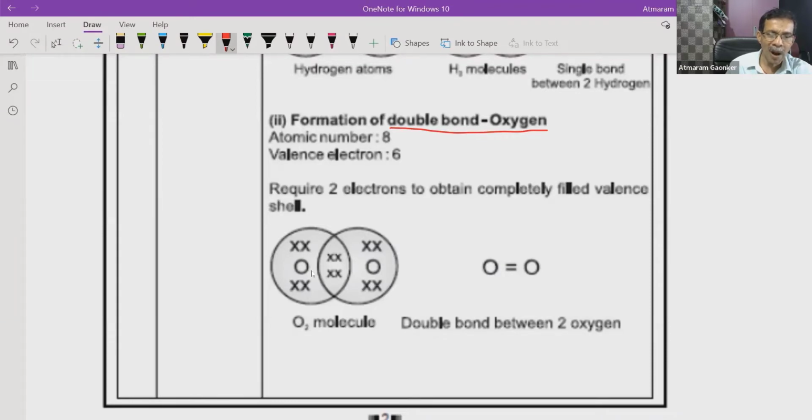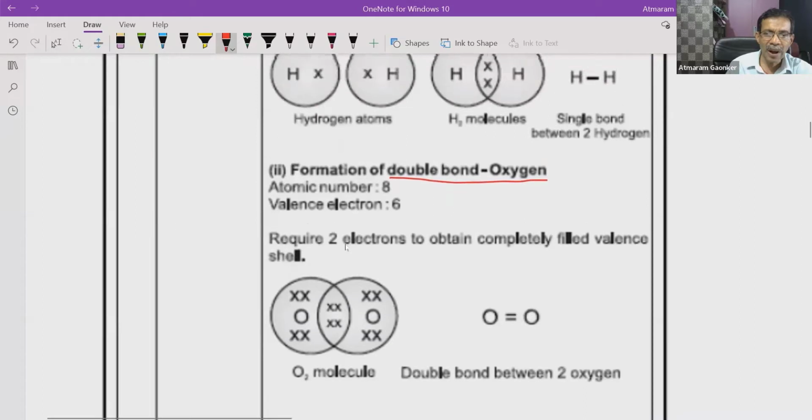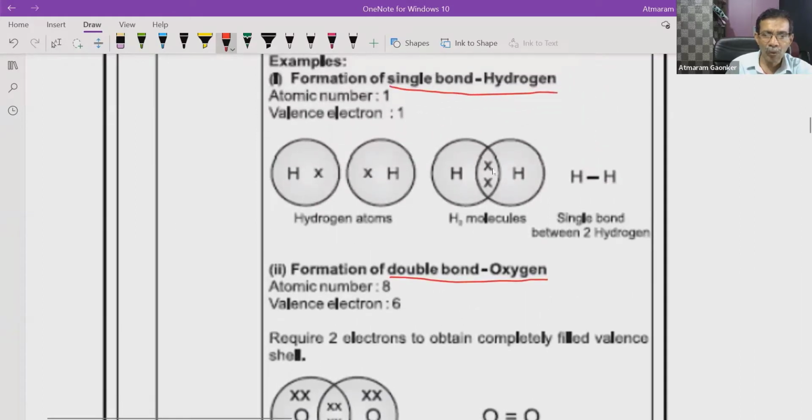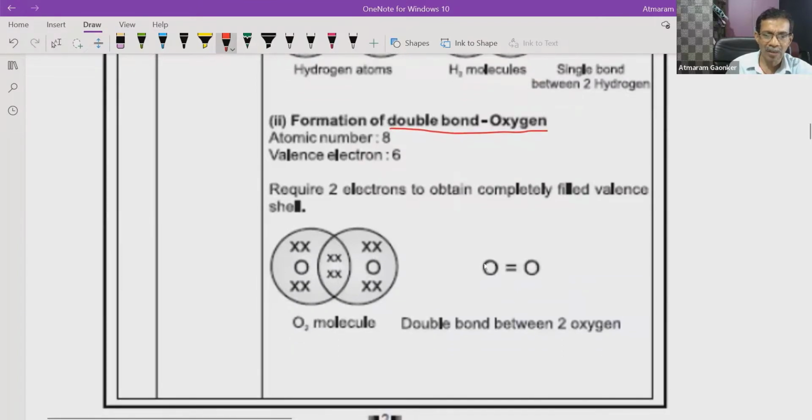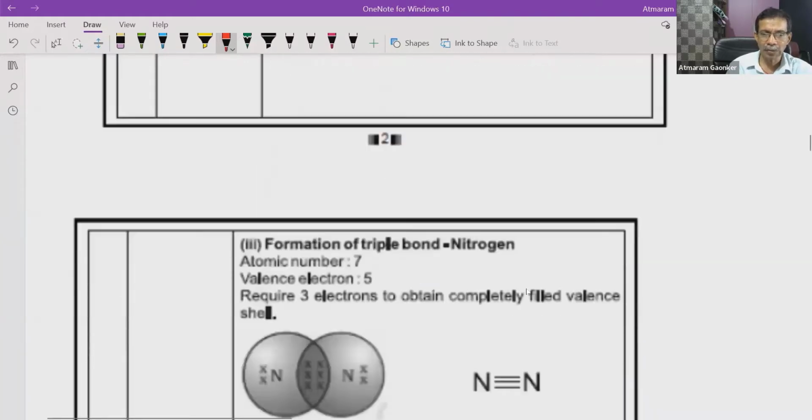So 2 more are there. So 2 electrons will go over here for sharing, and 2 from here will go for sharing. So instead of 1 pair of X, we are having 2 pair of X. So the double bonding. So oxygen has got double bonding.